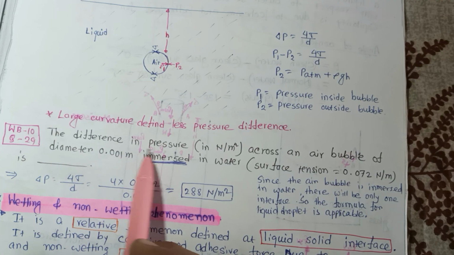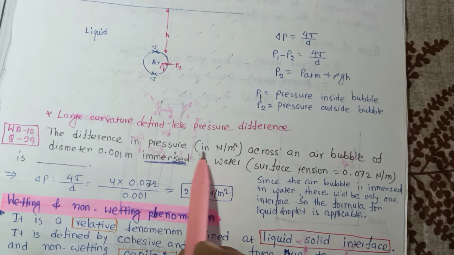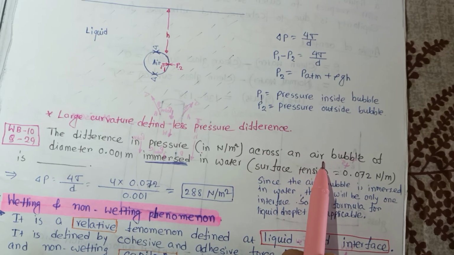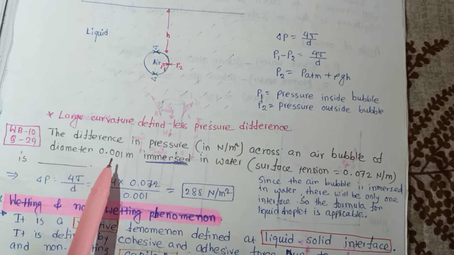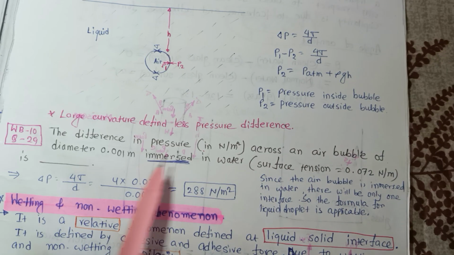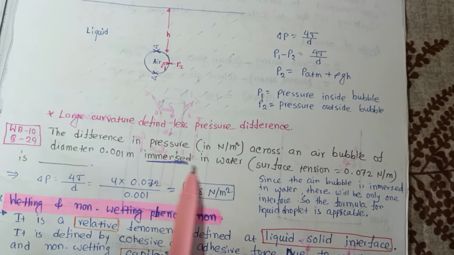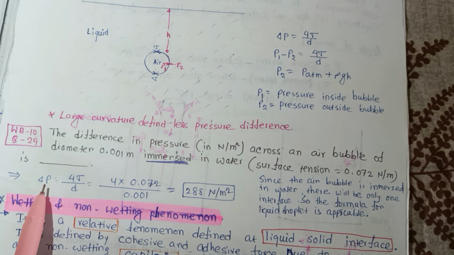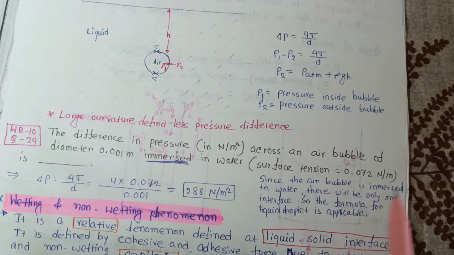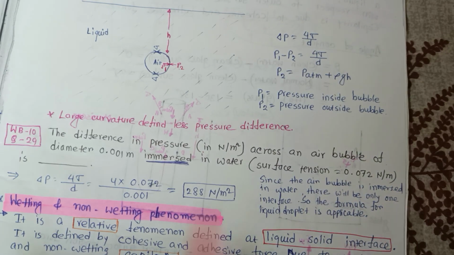The difference in pressure, with the unit in Newton per meter square, across an air bubble of diameter 0.001 meter immersed in water. Here the air bubble is immersed in water, so we use the water droplet formula, delta P equals 4 sigma by d. Surface tension is given, that is 0.072 Newton per meter.